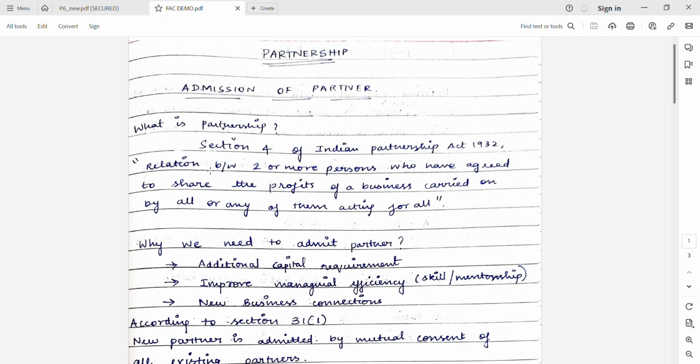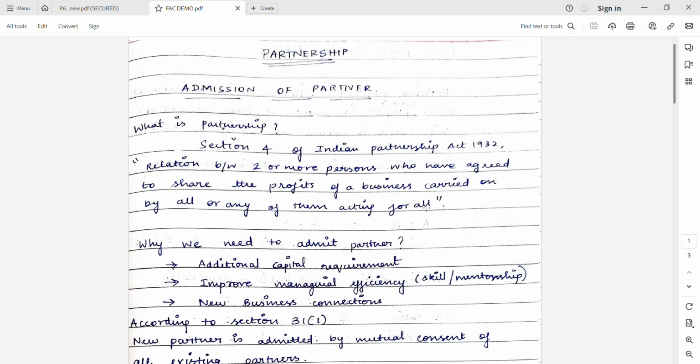There is a definition given in the Indian Partnership Act 1932. Section 4 defines partnership as the relation between two or more persons who have agreed to share the profits of a business carried on by all or any of them acting for all. So this is the definition given in the Indian Partnership Act 1932.